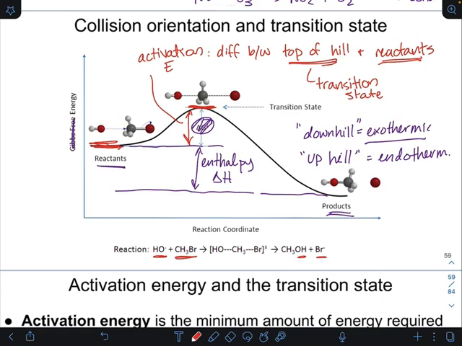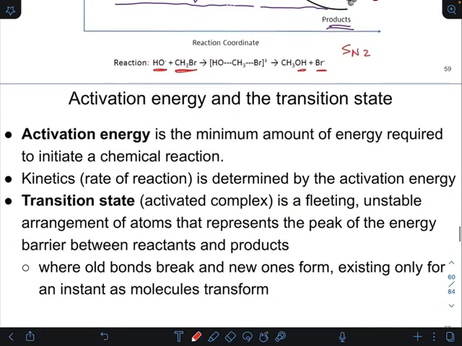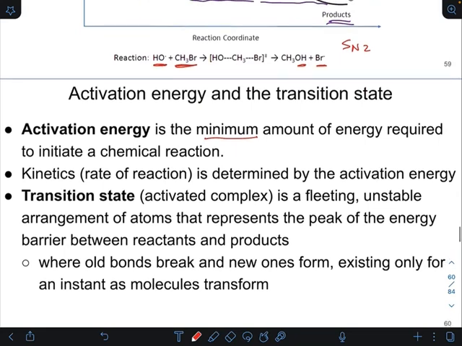This is called an SN2 reaction, which is something, again, you'll learn a ton about in organic chemistry. But the transition state is the hydroxide kind of forming the bond with the methyl group and then the bromide leaving. Okay, so activation energy is the minimum amount of energy required to initiate the reaction.